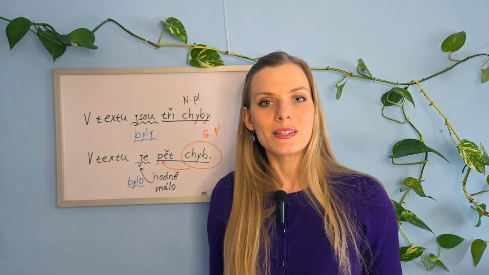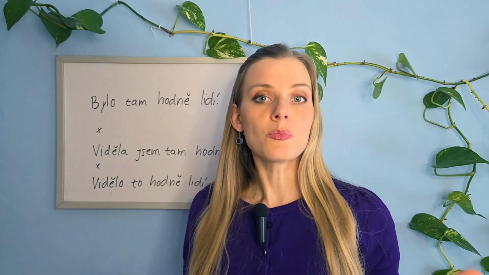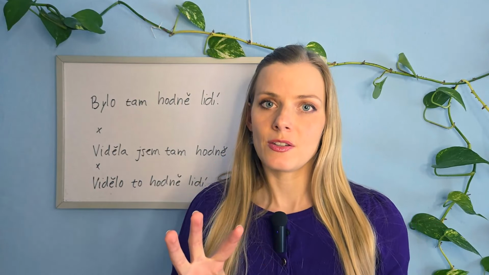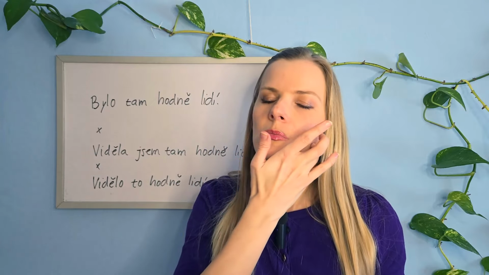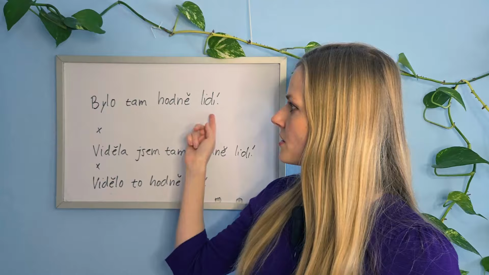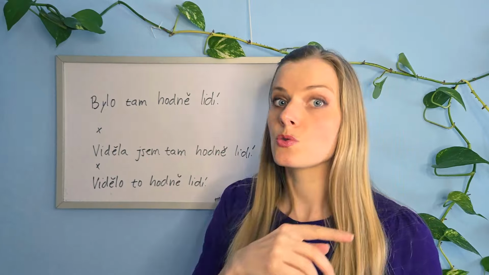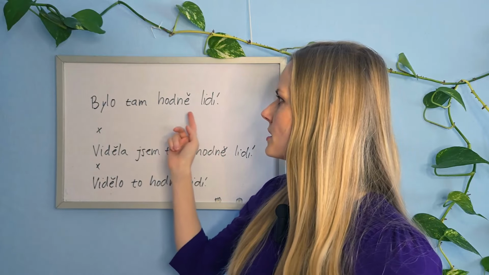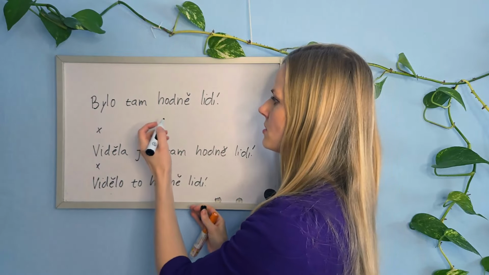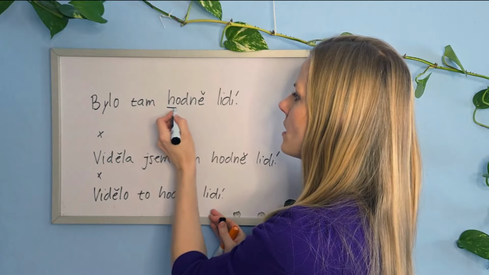And there's more. Let's see more examples. One important thing is to realize that the verb is affected when this genitive form is in the subject. This first sentence is very similar to those previous 2 sentences. Bylo tam hodně lidí. Hodně lidí, this is a very common collocation, common phrase. Hodně lidí, a lot of people.